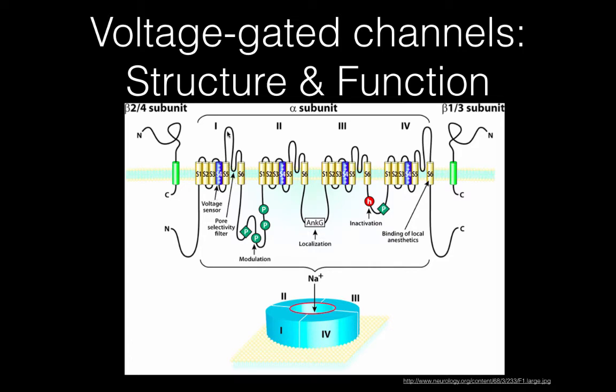There is the pore selectivity filter. This is only going to allow, given its shape and amino acid composition, sodium ions to pass through. There are also parts of the sodium channel, particularly the alpha subunit, that allow for modulation, where it can get phosphorylated, that will change shape.